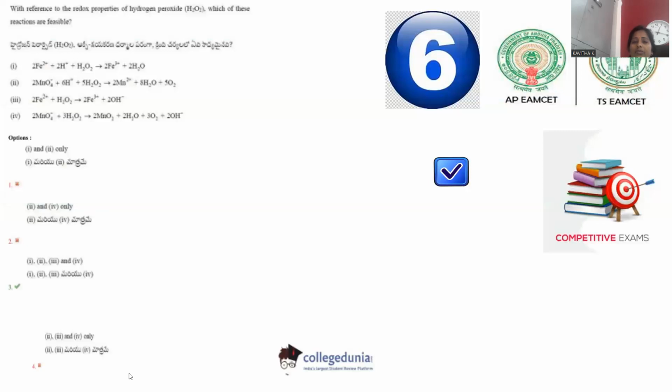Let's go with the last question for the session, that is question number 6. With reference to the redox properties of hydrogen peroxide, which of these reactions are feasible?